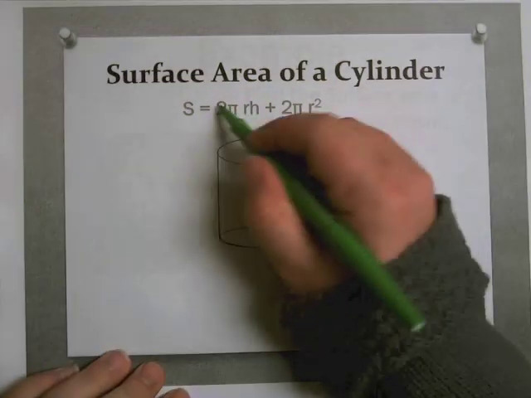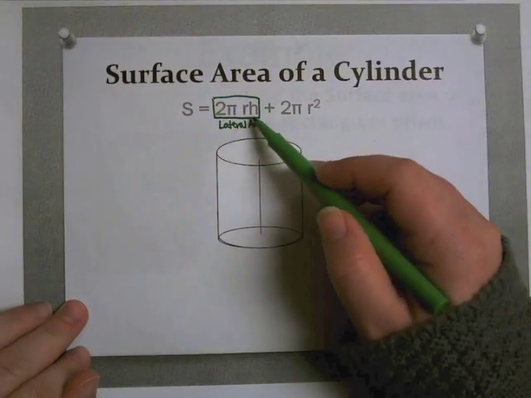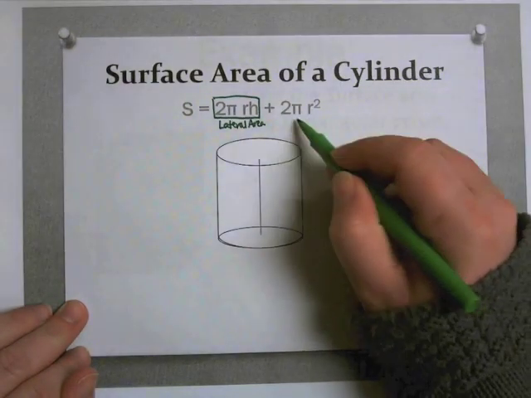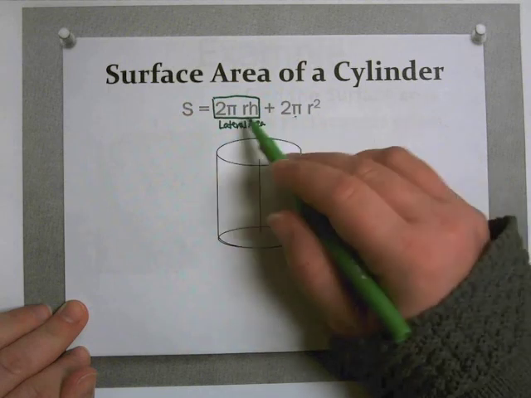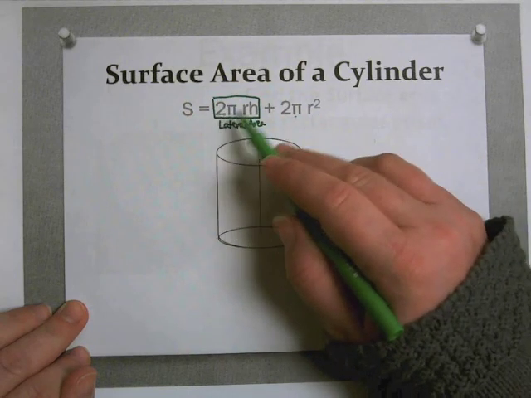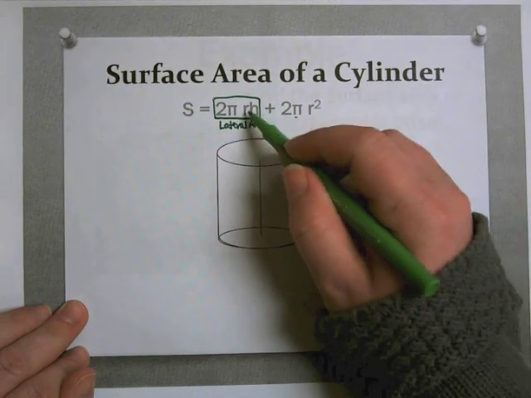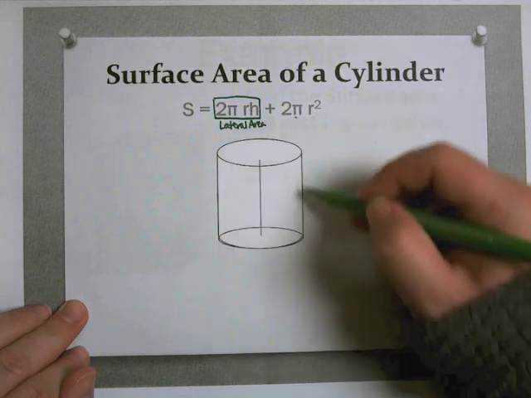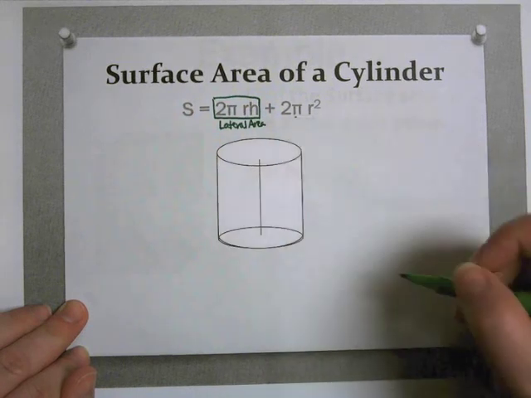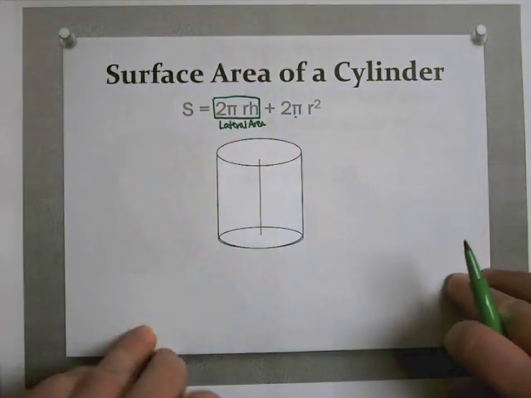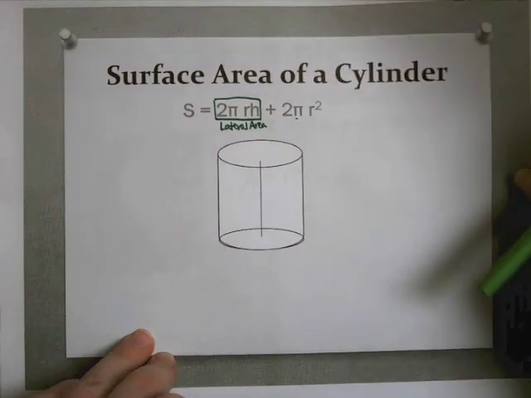Okay, the surface area of a cylinder. Well, the area of the base is a circle, so it's pi r squared, and we're going to multiply it by 2. So our surface area formula is 2 pi rh plus 2 pi r squared. The lateral area, which would be the curved surface, plus 2 times the area of the bases. Make sure you're writing these surface area formulas down.